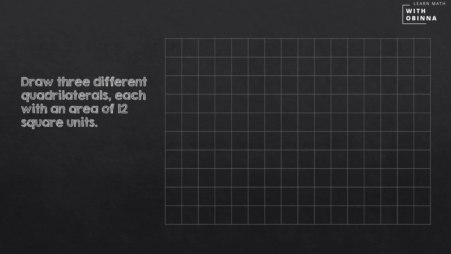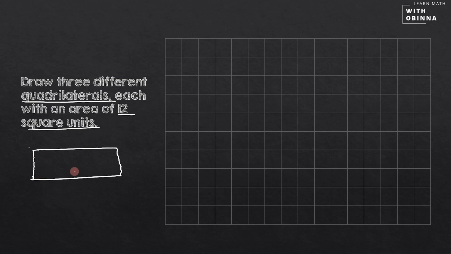Here we are asked to draw 3 different quadrilaterals, each with an area of 12 square units. We need to understand what a quadrilateral is. A quadrilateral is a four-sided polygon, that's a polygon with 4 sides. So that said, if each of these is 1 unit and the area is 12 square units, that means we need 12 of these to get the area.